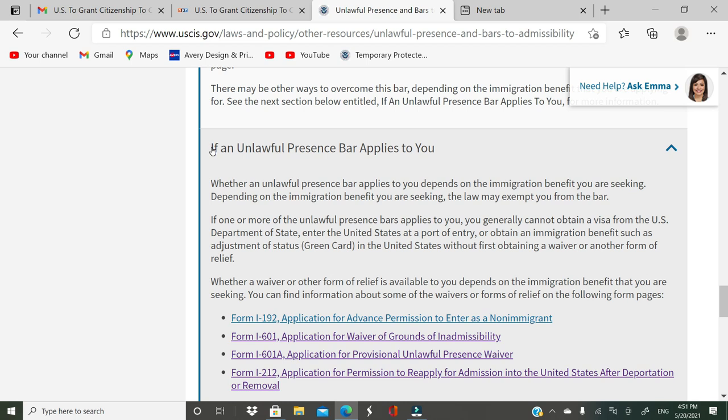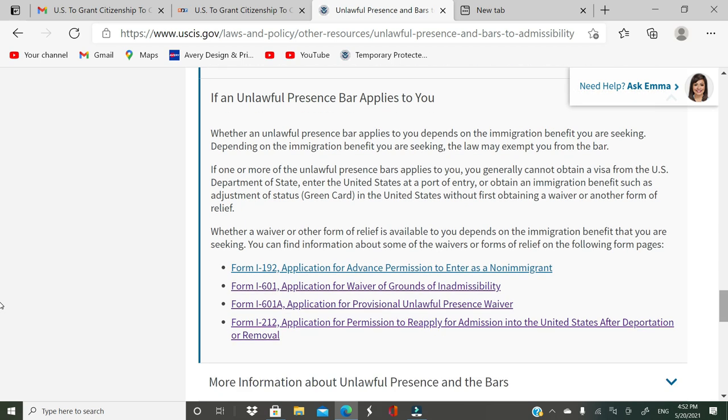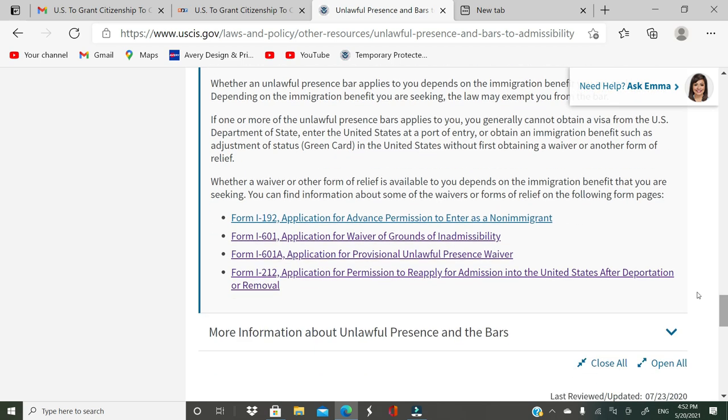Okay, so now what is the solution? We always have to talk about solutions as well. The solution is this: if an unlawful presence bar applies to you, what can you do? You have to look into waivers. The common one we know is I-601, I-601A. This one is only for the application for provisional unlawful presence waiver, and once it gets granted, you have to get outside of the United States and apply for a visa through consular processing.